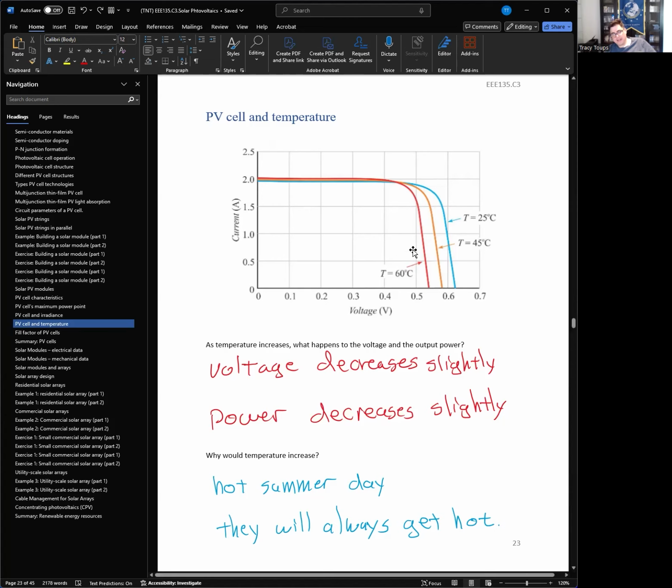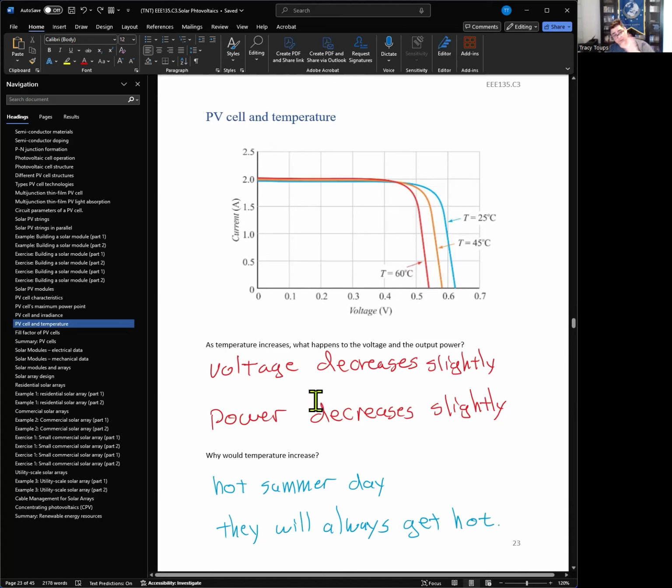So here you can see that if we have 25 degrees Celsius, we're running a little bit above our typical short circuit voltage. As temperature rises, we're going to get less and less voltage. You see at 60 degrees Celsius, that's really, really hot. You're going to burn your hand a little. You're going to get lower voltage, right? So lower voltage obviously means less power, right? So as temperature increases, voltage decreases slightly, and power decreases slightly.